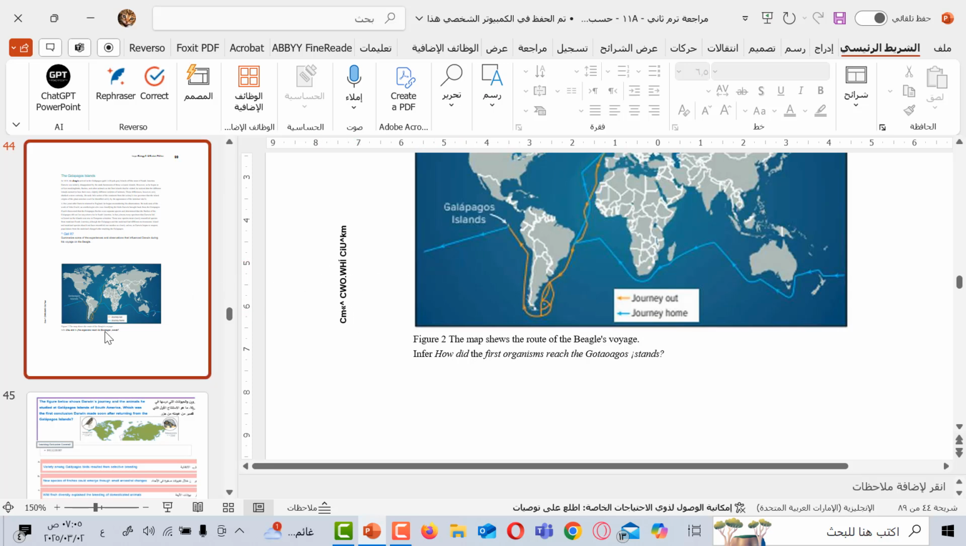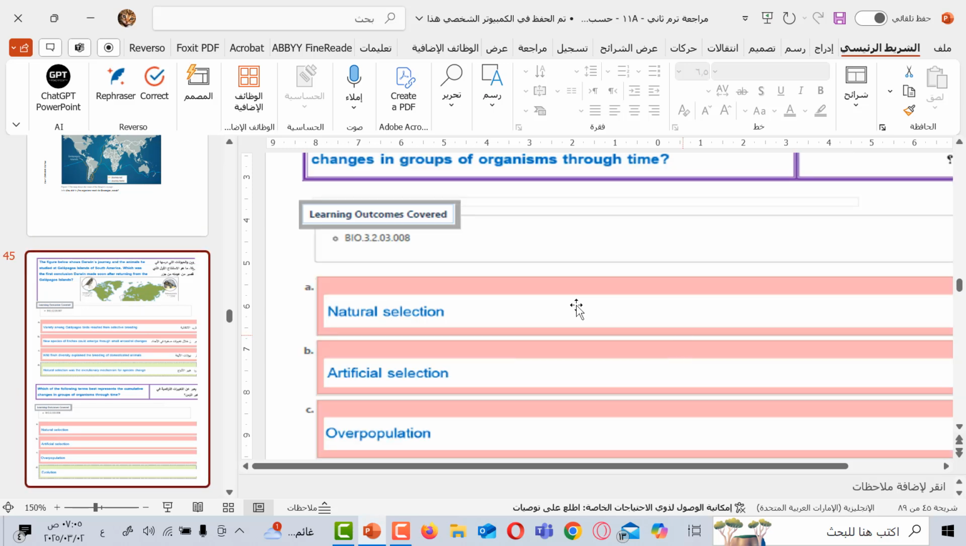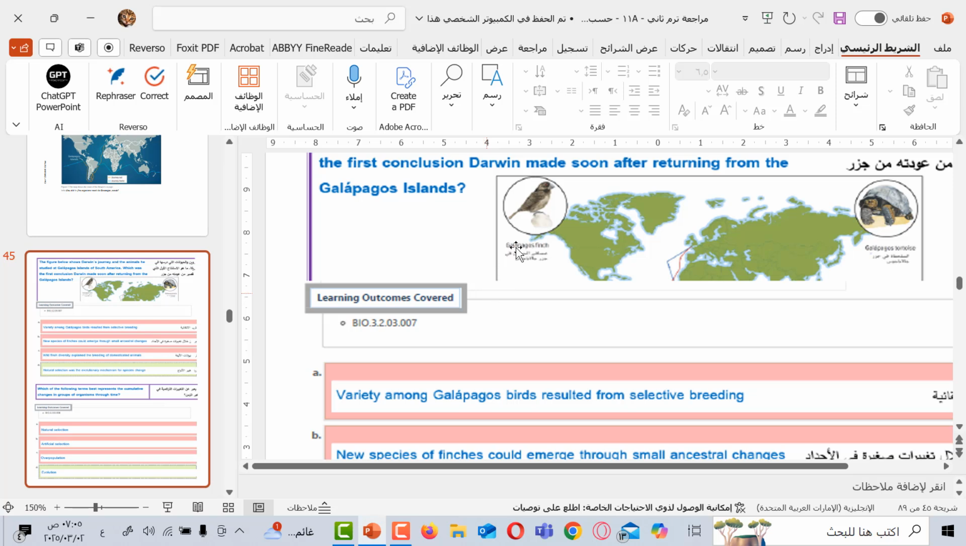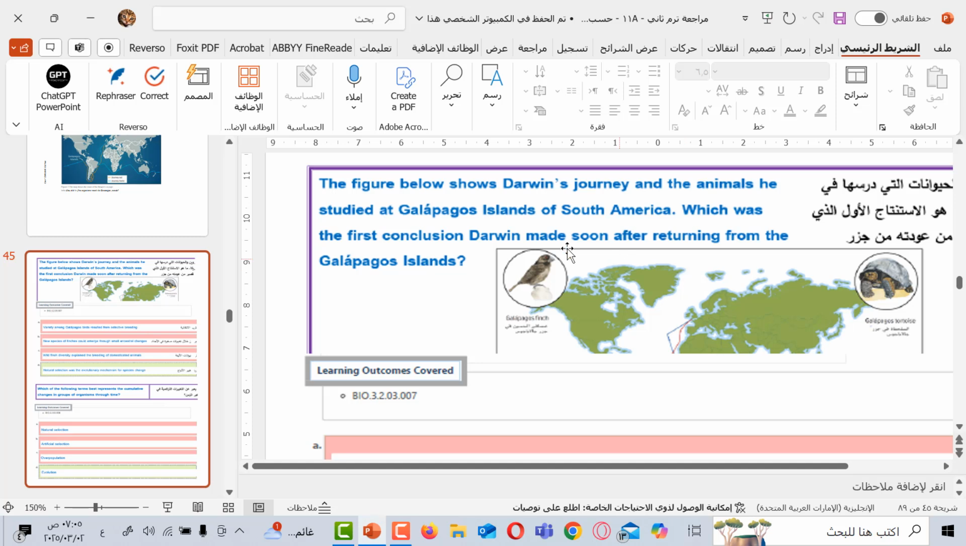Okay, in 99 we have a last question. He put a map like that and asked: the figure below shows Darwin's journey and the animals he studied at Galapagos Island of South America. Which was the first conclusion Darwin made soon after returning from Galapagos Island?